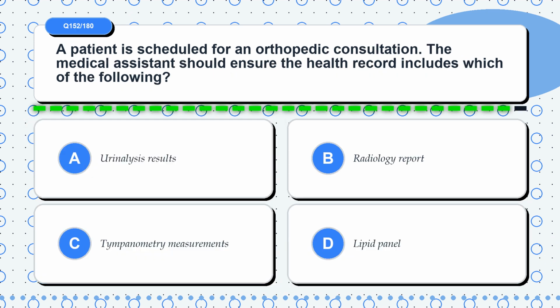Question 52. A patient is scheduled for an orthopedic consultation. The medical assistant should ensure the health record includes which of the following? Here are the options. Option A. Urinalysis results. Option B. Radiology report. Option C. Tympanometry measurements. Option D. Lipid panel.